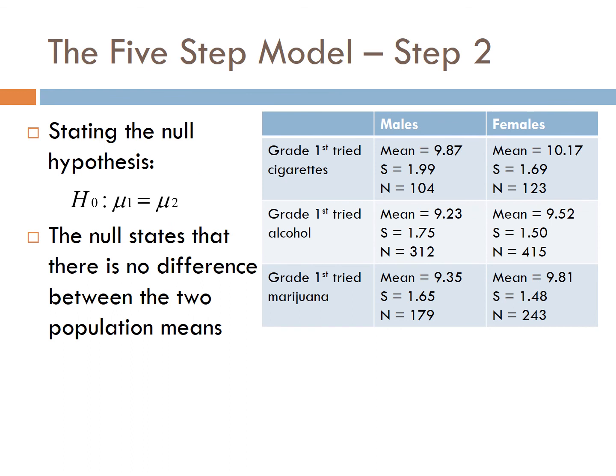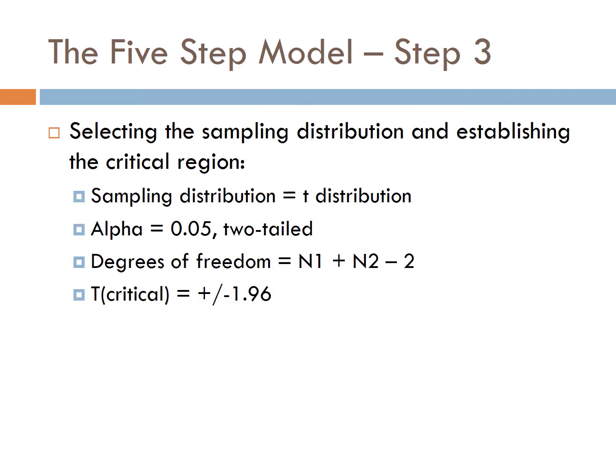So then we have grade of first try of cigarettes, grade of first tried alcohol, and grade of first tried marijuana, and we found the different means between males and females. So the null hypothesis would be there's no relationship between males and females in trying cigarettes, alcohol, or marijuana. A working hypothesis, however, would state that there is a relationship. So we select the sample distribution and establish a critical region.